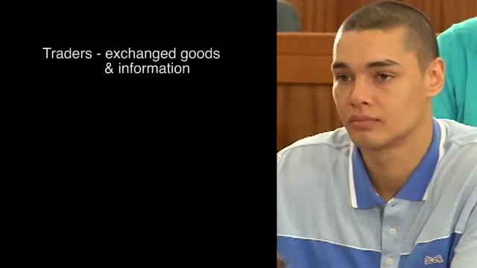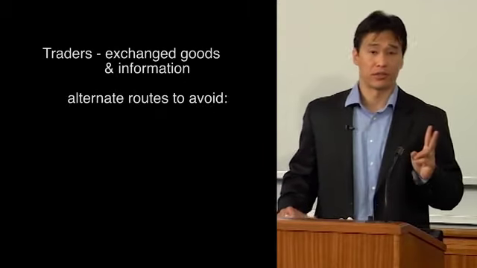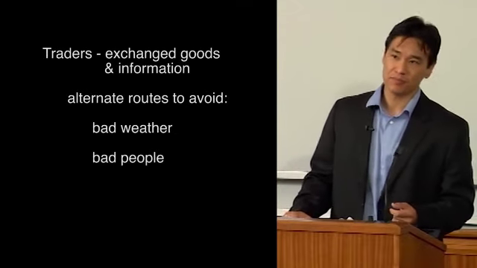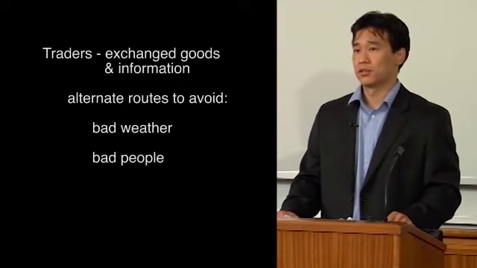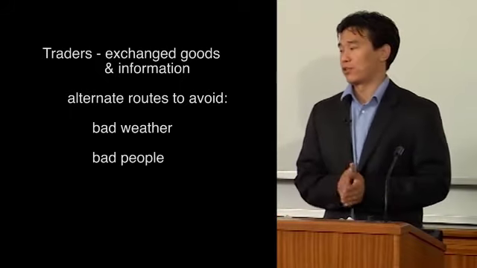The Silk Road was very difficult to travel, and traders tried alternate routes mainly to avoid two things: bad weather, and bad people. There were many robbers who tried to steal the traders' silk and other goods. Traders also wanted to avoid towns that forced them to pay a fee when passing through.